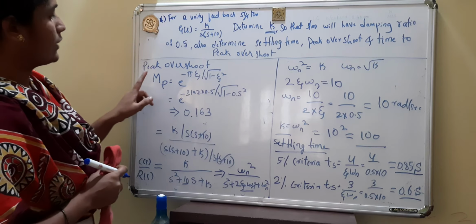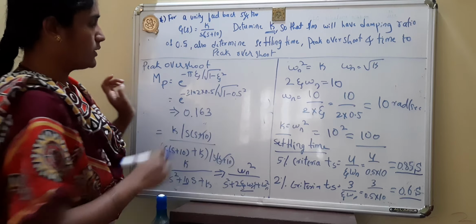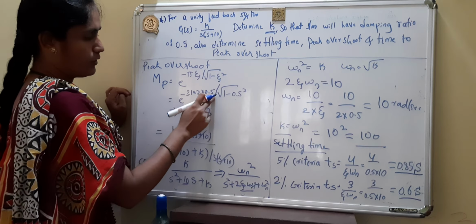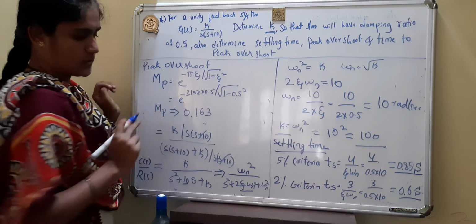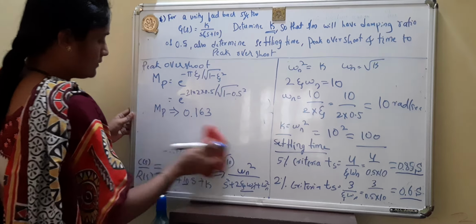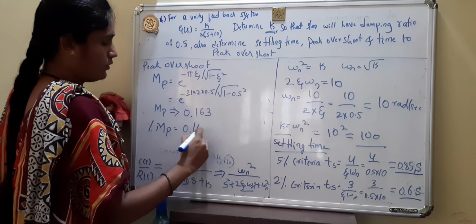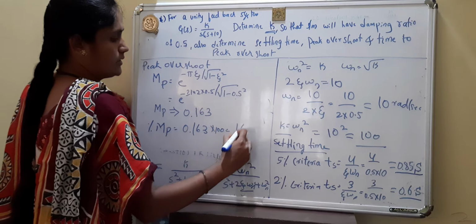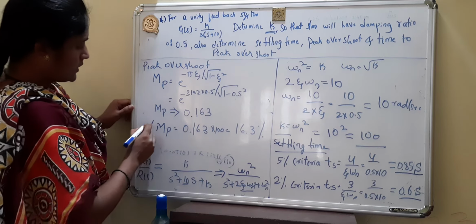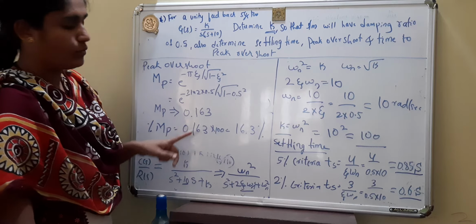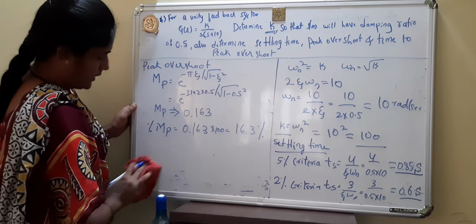This is how to calculate. Mp is equal to e raised to minus pi zeta divided by square root of 1 minus zeta square. Putting the value of pi as 3.142 and zeta as 0.5, we have Mp is equal to 0.163. If you want to express peak overshoot in terms of percentage, we have to multiply it by 100. That is 16.3%.